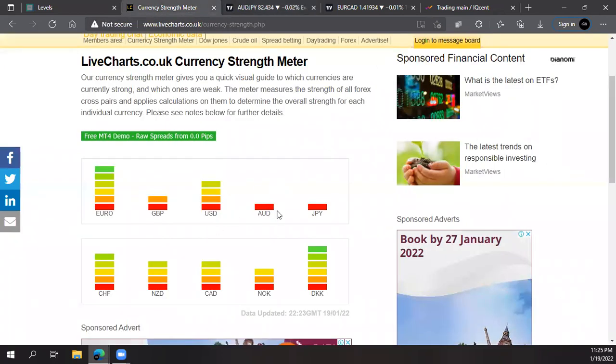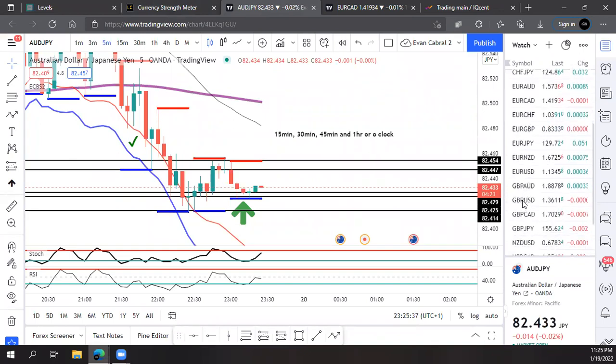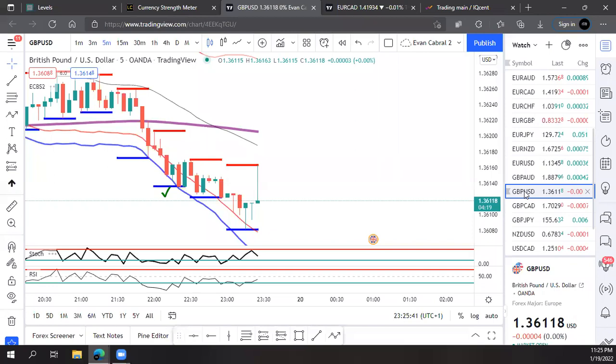So that's a buy. For sell opportunities, we have GBP USD, right? We have USD stronger than GBP. We have GBP CAD, GBP CHF. So let's actually look at these currency pairs. So GBP USD, we're looking for a sell opportunity.